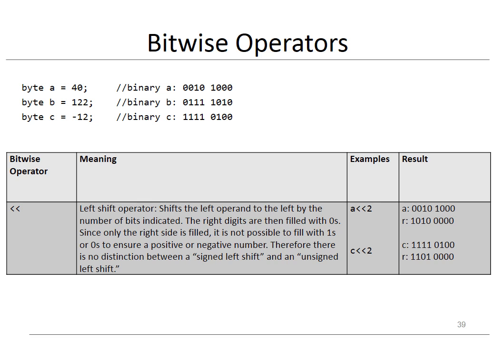The left shift operator shifts the left operand to the left by the number of bits indicated. The right digits are then filled with zeros. Since only the right side is filled, it is not possible to fill with ones or zeros to ensure a positive or negative number. Therefore, there is no distinction between a signed left shift and an unsigned left shift.